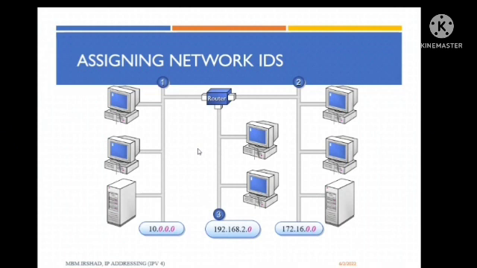Any answer? How many networks are there? 3 networks. 1, 2, 3. It is already numbered. Easily you can identify because there is a router in the middle. It connects to 2 different networks. 1, 2, 3. So the router is there. So you have 3 networks, individual networks.